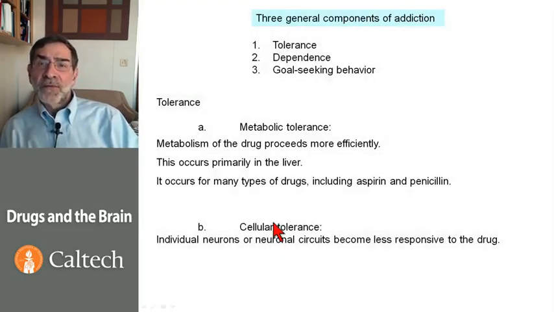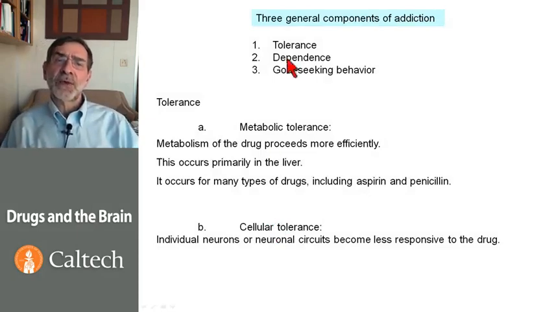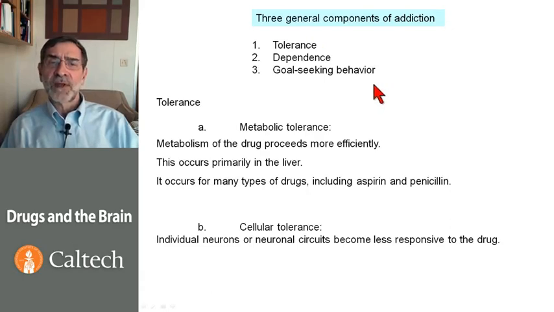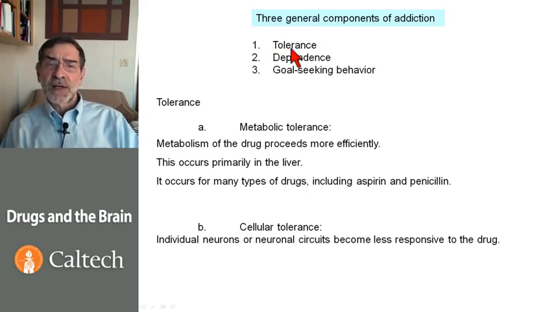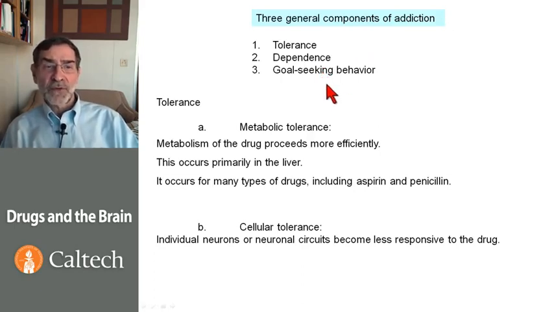We'll move to the topic of drug dependence or addiction, and we will use those terms more or less independently. We'll talk about the major components of addiction and dependence: first tolerance, and then dependence, and goal-seeking behavior. Tolerance means that an organism becomes less sensitive to the drug as time goes on, and dependence means that an organism cannot function normally without that drug, and goal-seeking behavior means that the organism tries to get that drug.